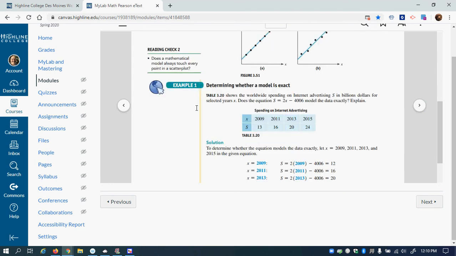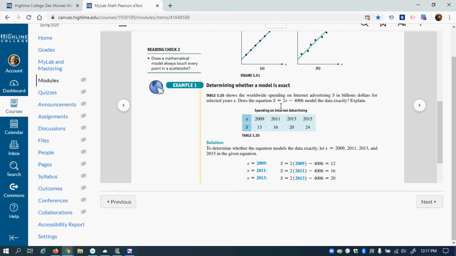So let's take a look at example 1. They give you a table and they're asking you, does the equation 2x minus 4006 model the data exactly? We could have created our own equation from the points. We could have graphed the points and then drawn a line of best fit, and we probably would have come up with something close to this equation. We probably wouldn't get exactly it.